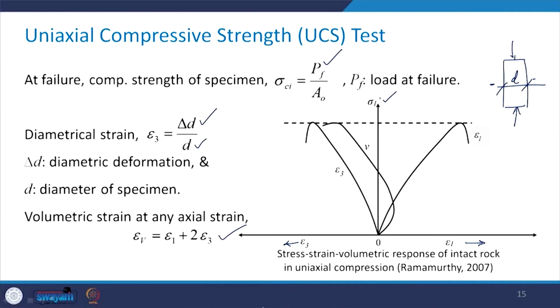So you see that when we have this plot, sigma 1 versus epsilon 1 is going to be like this, that is, with increase in sigma 1, this is how your axial strain is going to vary up to this peak value. So here, this is sigma Ci, which is the maximum value at failure. Now this is how the epsilon 3, that means diametral strain, is going to be, and the variation of the Poisson's ratio will look like this.